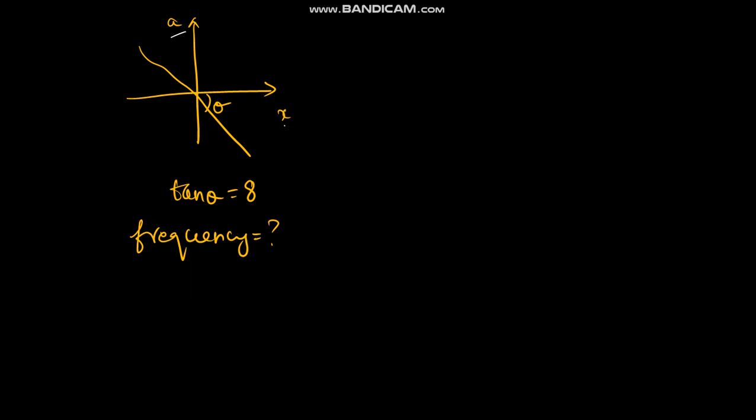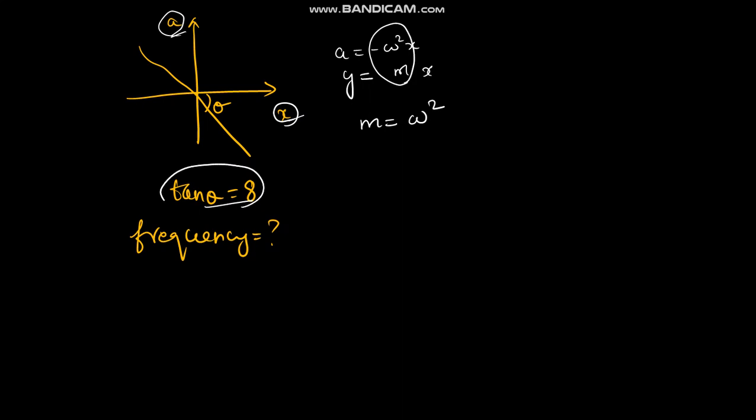Acceleration and displacement graph, tan theta is given. Acceleration is minus omega square x. So if acceleration is taken along the y axis and displacement along the x axis, then y is equal to mx. If I compare, slope is equal to omega square. The slope value is given as tan theta, which is 8. So 8 is equal to omega square.